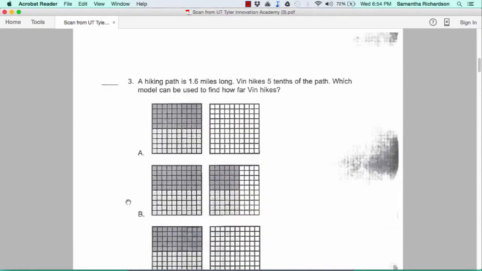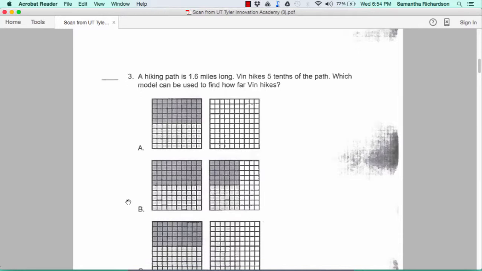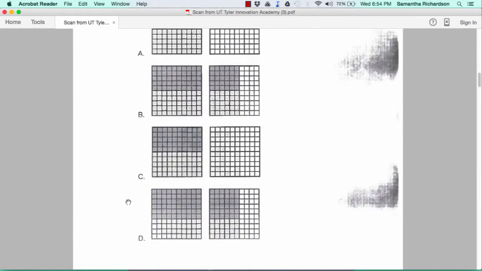Number 3. A hiking path is 1.6 miles long. Vin hikes 5/10 of the path. Which model can be used to find how far Vin hikes? A, B, C, or D?